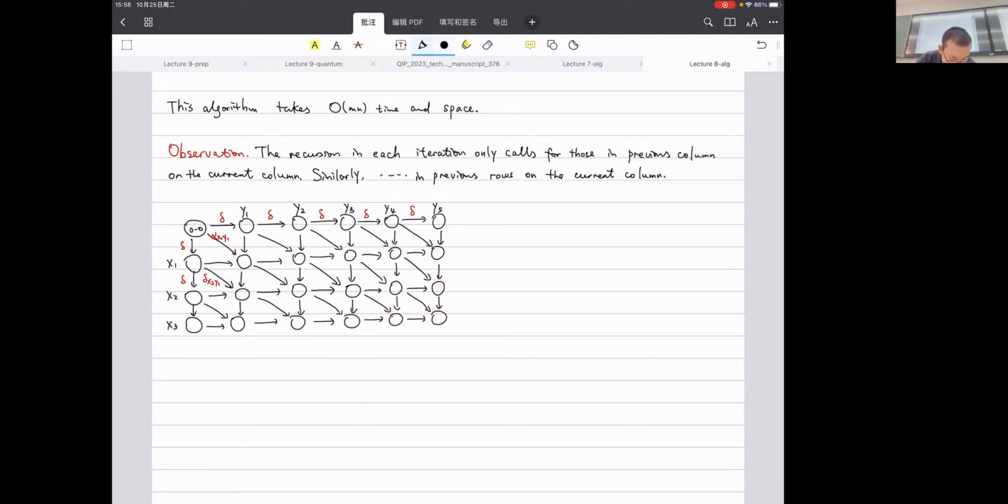In previous column and, I think I want to use the word "and." I'm saying that you want to compute this value based on the previous column, and this based on the previous column and the current column and the value above that, etc. So I think this is the correct English: it only calls for those in the previous column or the current column. Similarly, in previous rows and the current row.